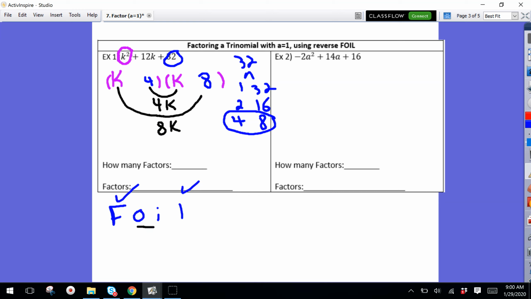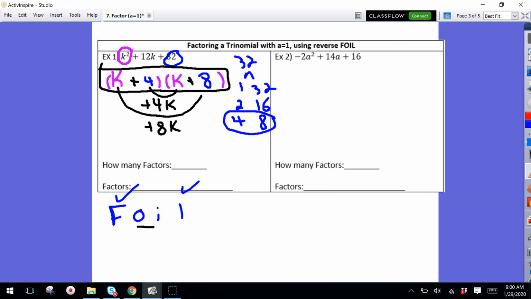And then what would the signs need to be for me to get a positive 12k? Well, if I add a 4k to a positive 8k, that will give me 12k. So that means that the sign of this 4 needs to be positive, and the sign of this 8 also needs to be positive, so that they can both be positive and add up to be 12k. So that's about it. So I factor this. It factors into k plus 4 and k plus 8. And if I were to do FOIL, I would get the trinomial that I was looking for.